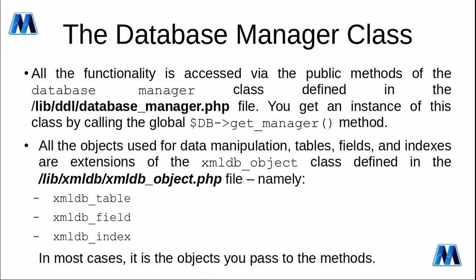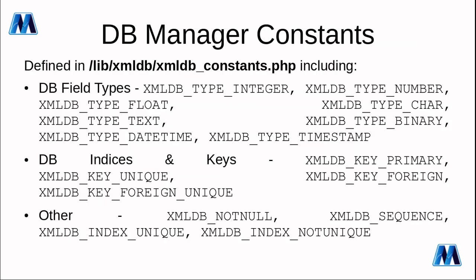All the objects used for data manipulation are extensions of xmldb_object. And again, I've given you the file where it's defined, and you've got three kinds of objects: your table, your field, and your index. In most cases, you are passing one of these objects to the methods in the database manager class.